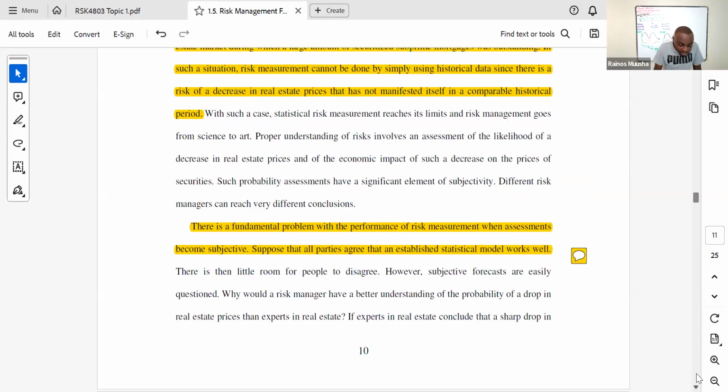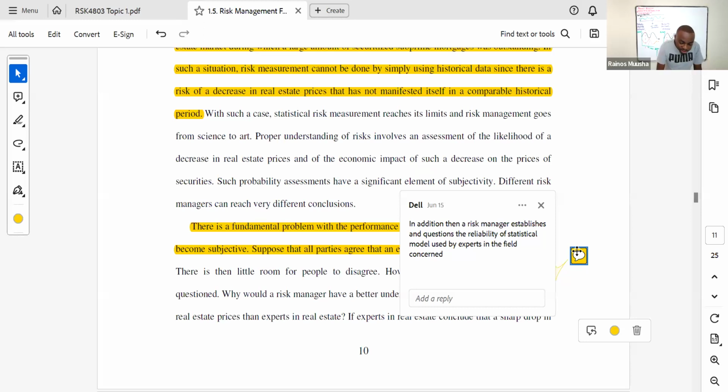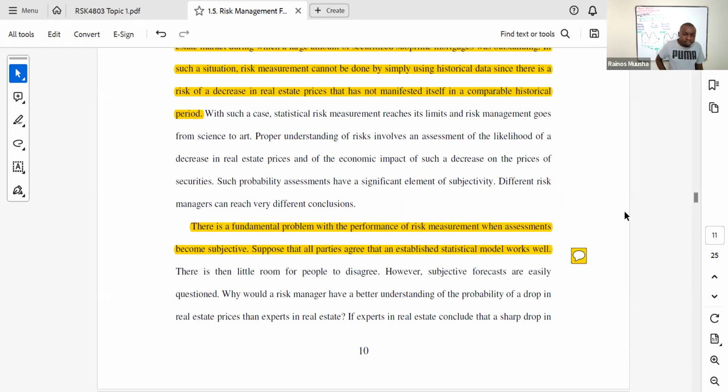And then they're also going to say there's a fundamental problem with the performance of risk management measurement when assessments become subjective. Suppose that all parties agree that an established statistical model works well, and then a risk manager questions the reliability of the statistical model used by experts in the field concerned. In this case, you have a situation where people can agree to say, this is the model that we're supposed to be using.